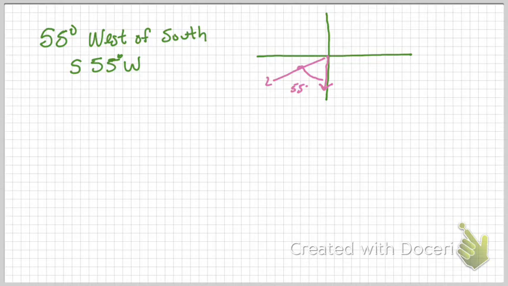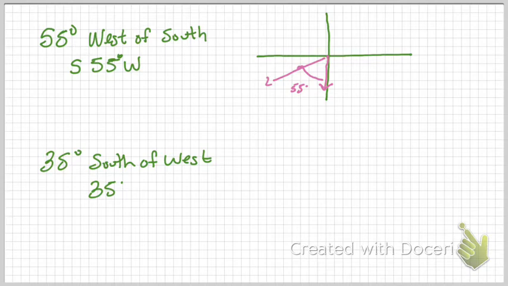But what if I did this? What if I did 35 degrees south of west? That'd be written 35 degrees west south. What would that look like? Anybody have a clue yet? Yes, it's the same thing. It's the same direction.